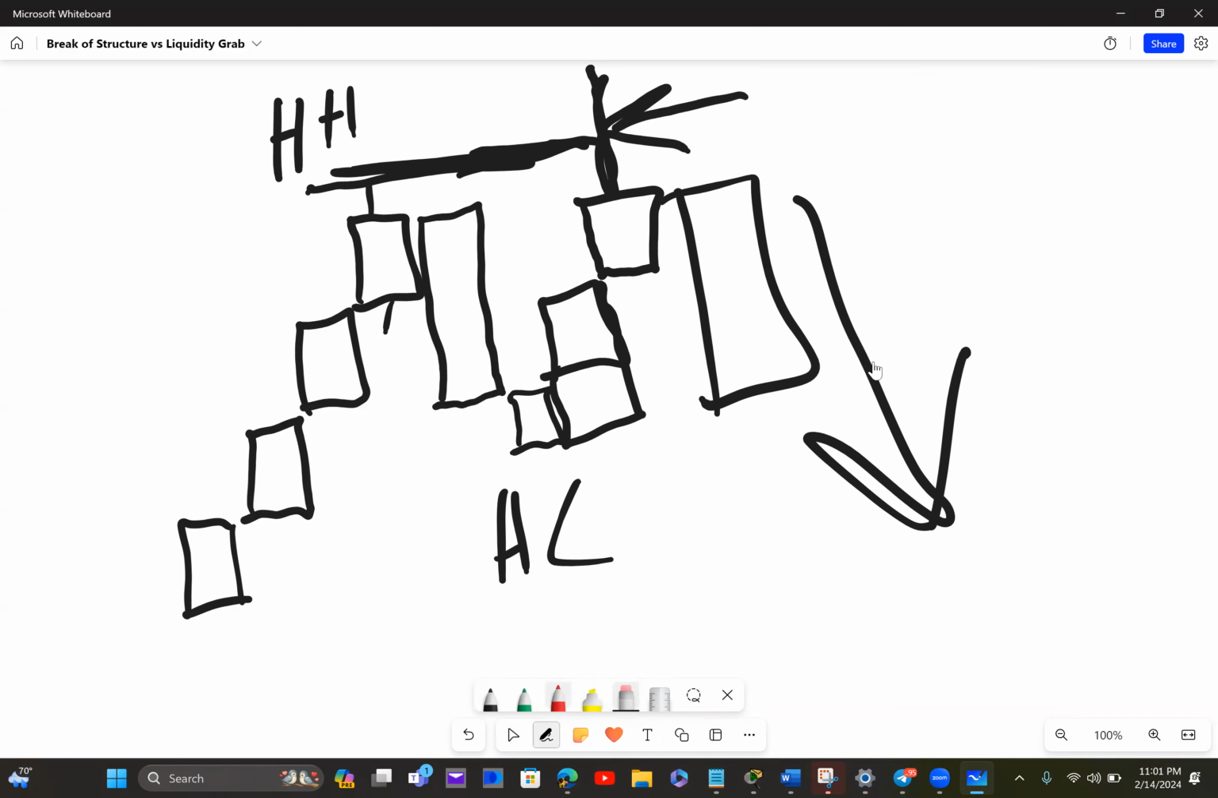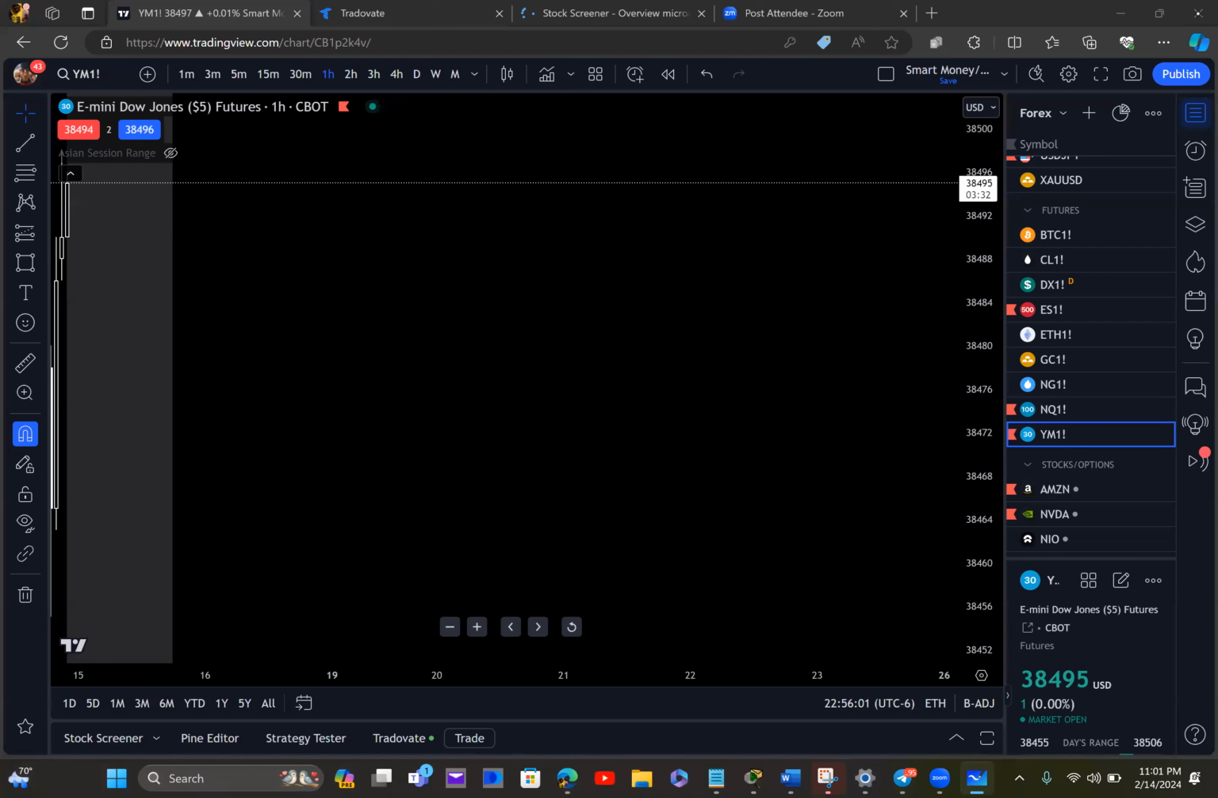Let me mark it with some dollar signs right there. Boom, boom, boom. When you see that, that's a liquidity grab. And 9 times out of 10, now there are instances where price will keep going. So you got to be careful with these. So let's take a deeper look at these in the charts.